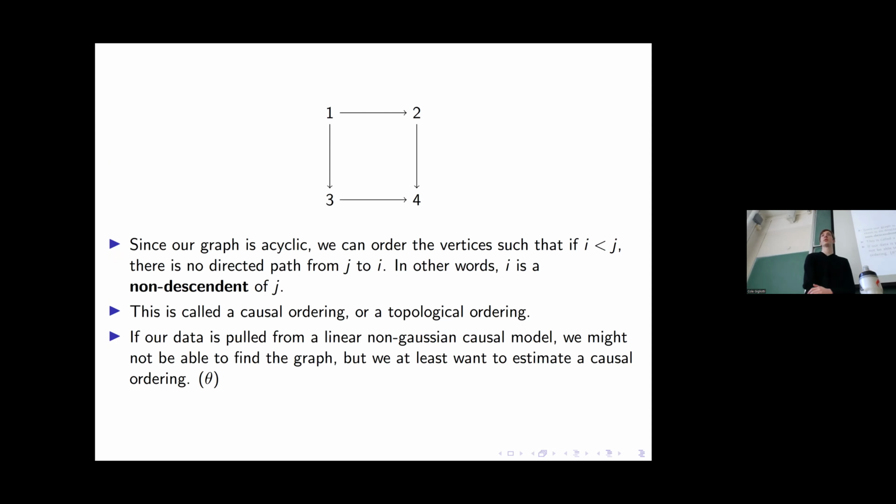And the goal of the paper is to figure out from a set of measurements what the topological ordering is. This last point just says that we might not be able to find the graph, but at least we can hopefully estimate a causal ordering.